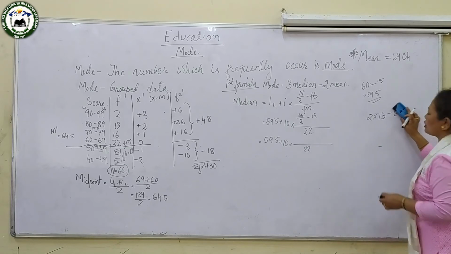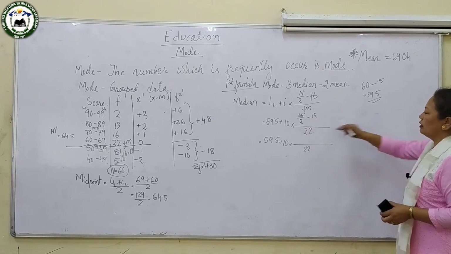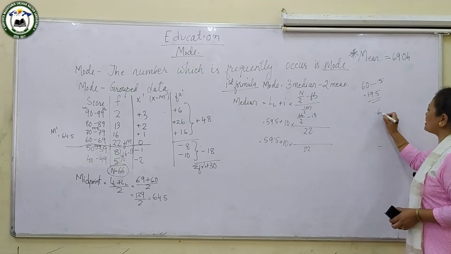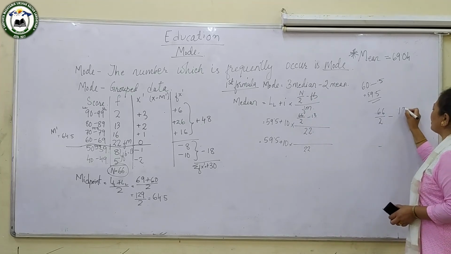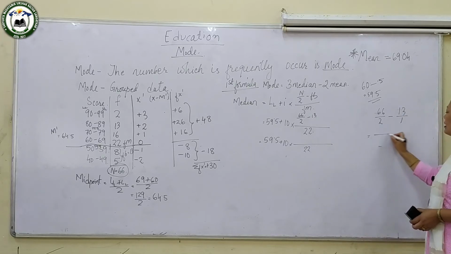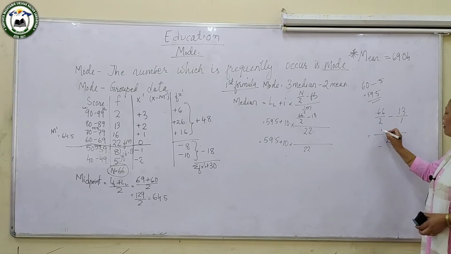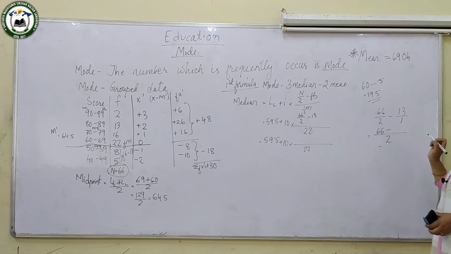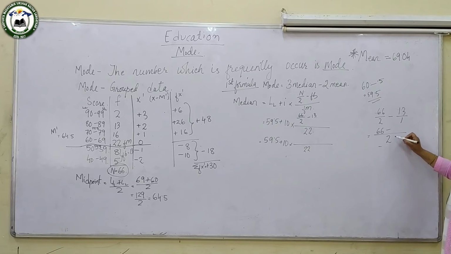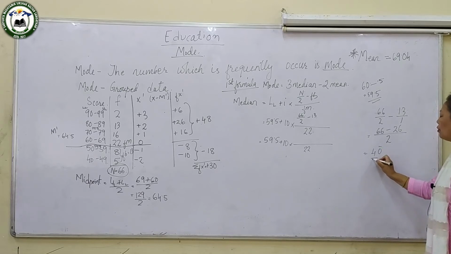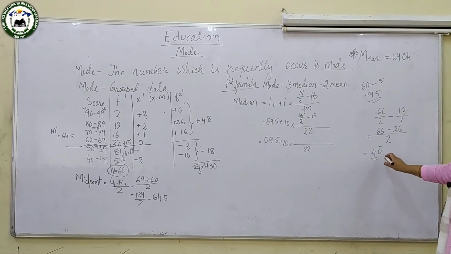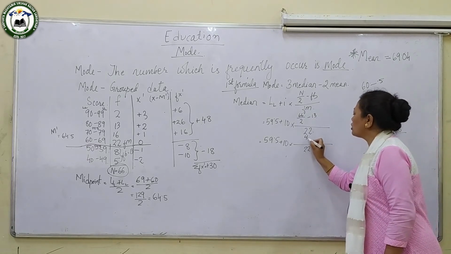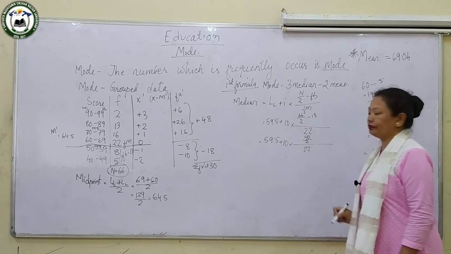Or in other case, you take out the LCM. So 66 upon 2 minus 13 by 1. So find out the LCM, it comes 2. So you can write 66 as it is. Now 1 into 2 is 2 and 2 into 13 is 26. So subtract: 6 and 6 becomes 0 and 6 minus 2 is 4. So my number which I am getting is 40. Now this is 40 divided by 2.